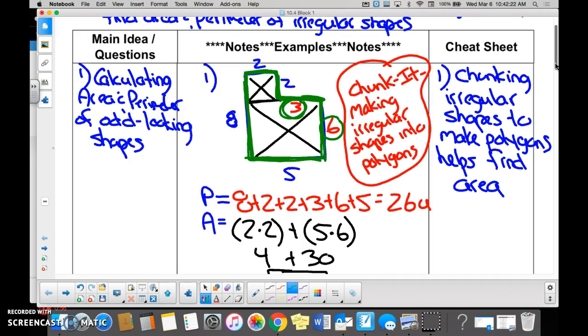Yes, no? Second thing we did then is we did some chunking of the shape to find the area. Because you do not have a nice polygon, where you can use base times height, we made our own polygons, right? So this became a 2 by 2 polygon, and this became a 6 by 5 polygon. And right here you can see we did the area of the top little shape that I made an X with, and we did the area of the bottom bigger shape that I made another X with. Yes, no? Add them together and you have your total area.